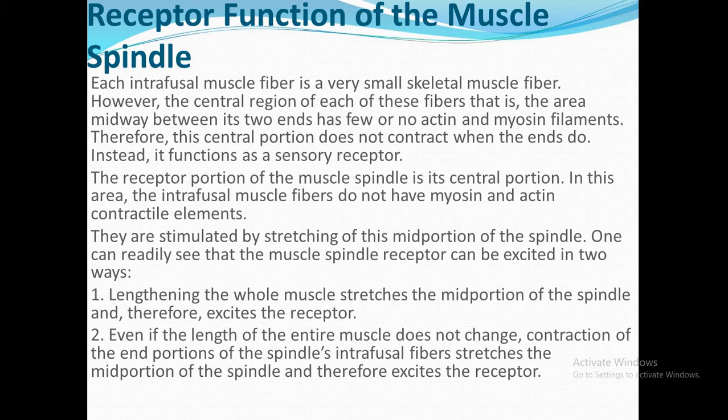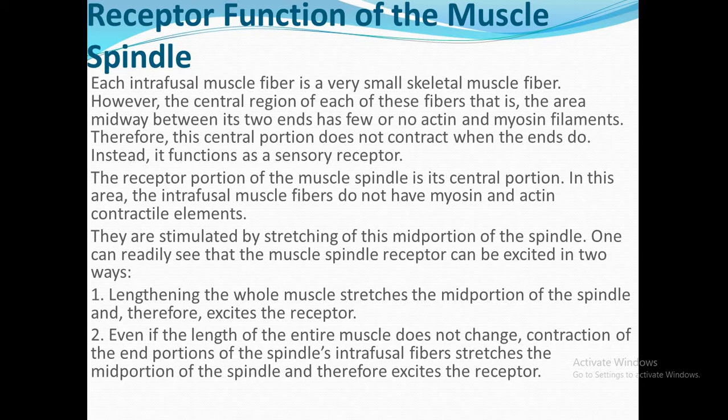Therefore, this central portion does not contract when the ends do. Instead, it functions as a sensory receptor. The receptor portion of the muscle spindle is its central portion. In this area, the intrafusal muscle fibers do not have myosin and actin contractile elements. They are stimulated by stretching of this mid portion of the spindle.